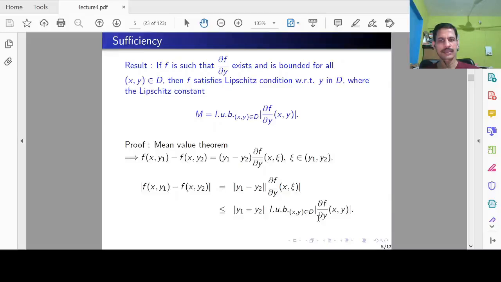Here LUB stands for supremum. You must be familiar with this terminology. So if you write m instead of this LUB, then this is precisely the Lipschitz condition. So this says that f satisfies Lipschitz condition. So the sufficient condition is if the partial derivative of f with respect to the second variable y exists and is bounded for all points in the domain D, then f satisfies Lipschitz condition.